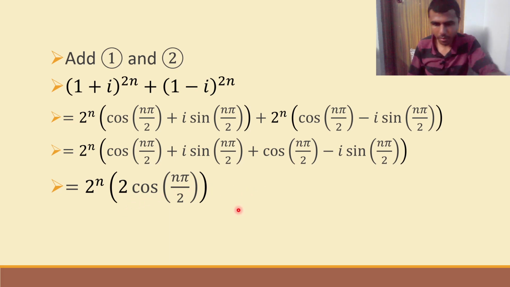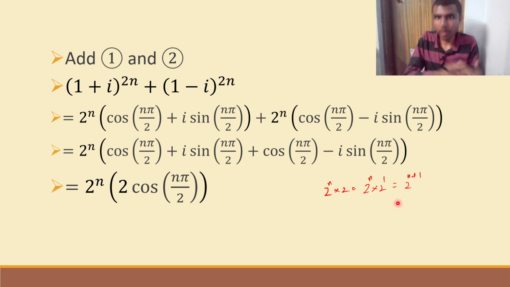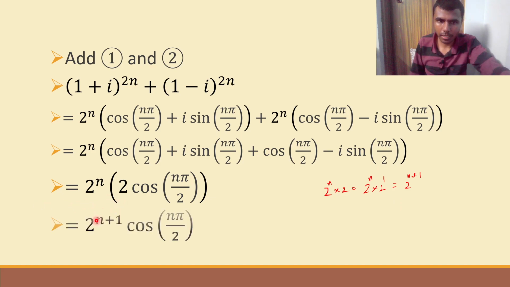Fine. Now here one more thing. See, this is like 2 power n into 2 cos n pi by 2, right? See, 2 power n into 2 is nothing but 2 power n into 2 power 1, which is nothing but 2 power n plus 1, because 2 I can write as 2 power 1, and a power m into a power n is a power m plus n, so that's why 2 power n into 2 power 1 is 2 power n plus 1. Okay, so here I have 2 power n plus 1 into cos n pi by 2. That's it. This is what they had asked us to prove, right? This equals this, and we are done.